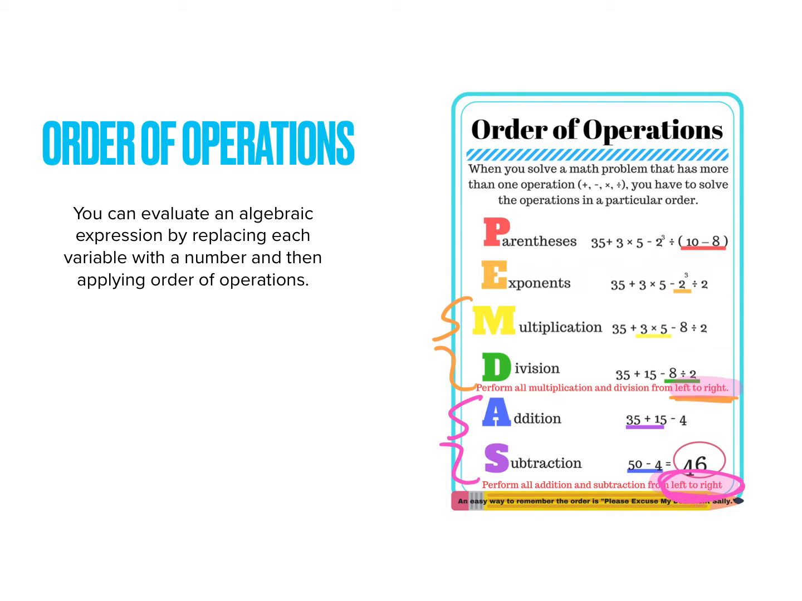So you can evaluate an algebraic expression by replacing each variable with a number and then applying the order of operations. So that's exactly what we're going to do today. We're going to be replacing a variable with a number and then just following our order of operations. Any questions? All right, example 1.